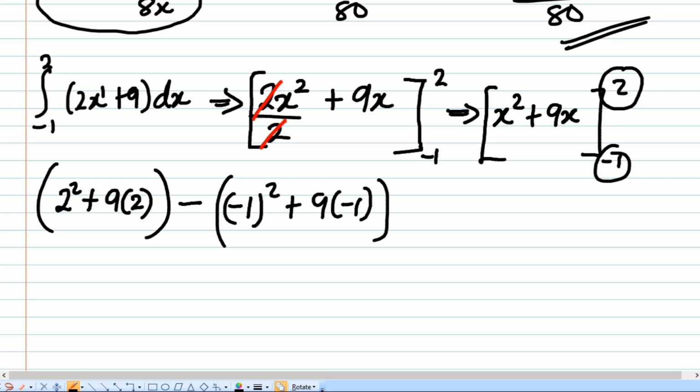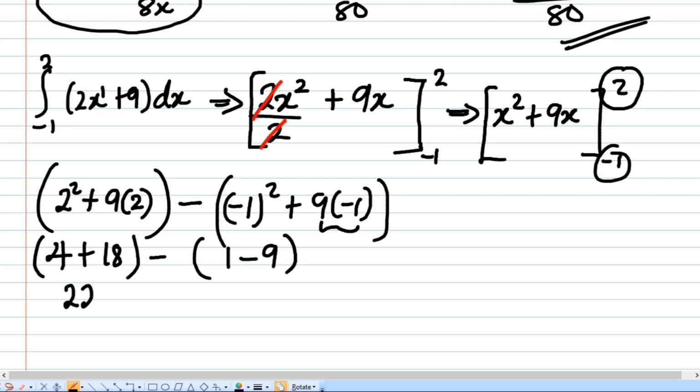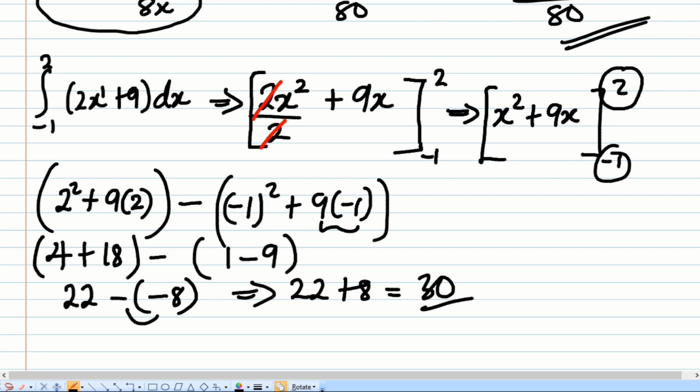So simplifying this, now you're going to have 2 squared, which gives us 4, plus 9 times 2, which is 18. Okay, and then minus 1 squared is 1, and then this will be plus 9 times 1, which gives me -9. Then that -9 with the minus sign becomes plus. So we're just going to have 22 minus 1 minus 9, which is -8. So this will be minus again. So we're just going to get 22 plus 8, and 22 plus 8 is simply 30. So the value for this question is 30.